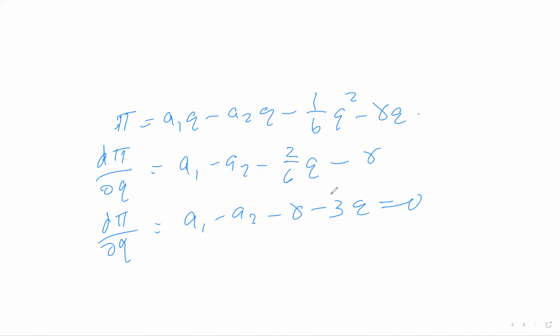And you can set that equal to 0. By solving, you get 1 over 3 Q, sorry, that's 1 over 3 Q, equal to A1 minus A2 minus gamma. And therefore, Q is equal to 3 times A1 minus A2 minus gamma.